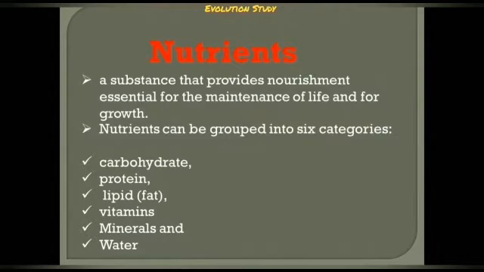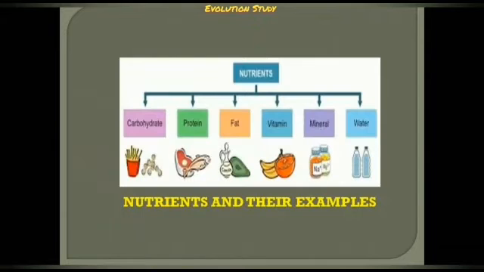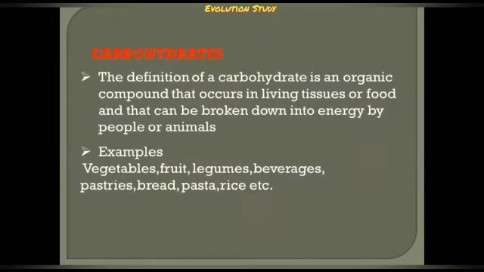Nutrients can be grouped into 6 categories: carbohydrates, proteins, lipids or fat, vitamins, minerals and water. Here are some nutrients and their examples. Now, what are carbohydrates? By definition, carbohydrate is an organic compound that occurs in living tissues or food and that can be broken down into energy by people or animals. Example: vegetables, fruit, legumes, beverages, pastries, bread, pasta, rice, etc.